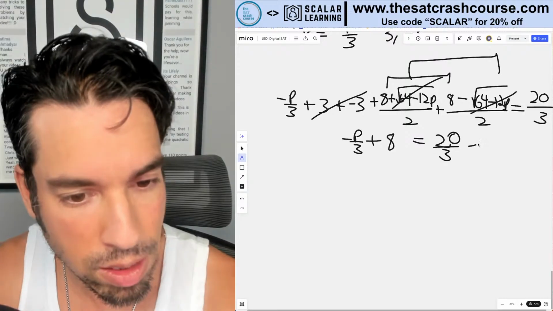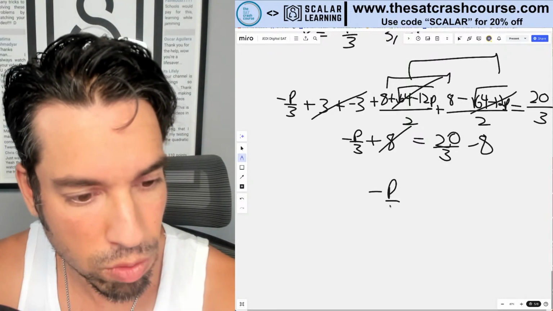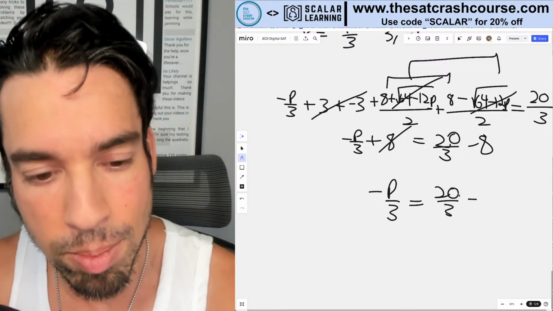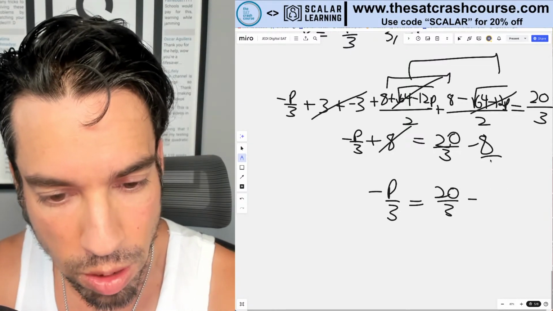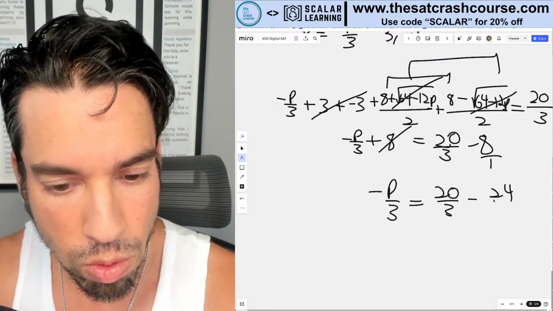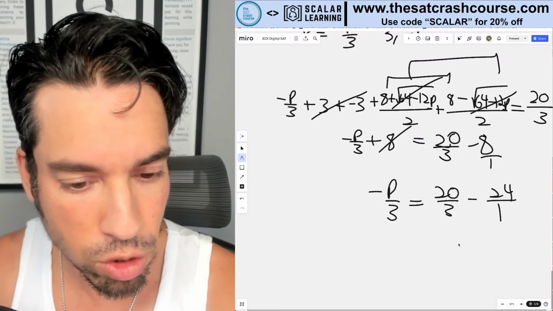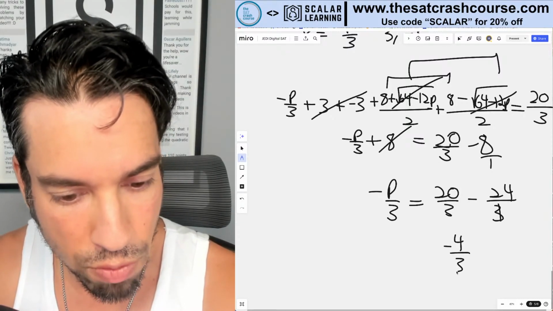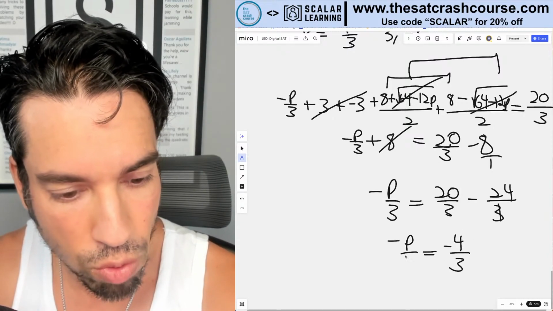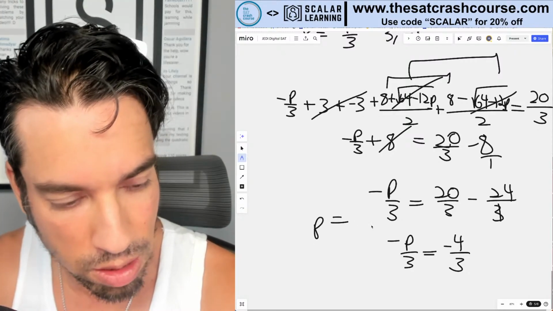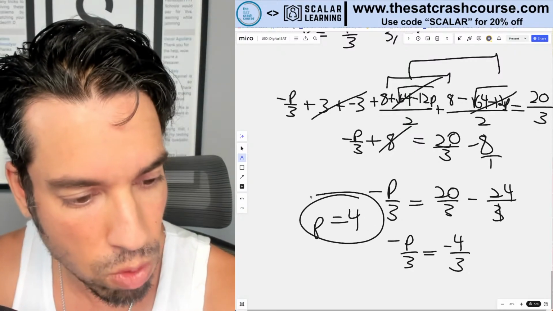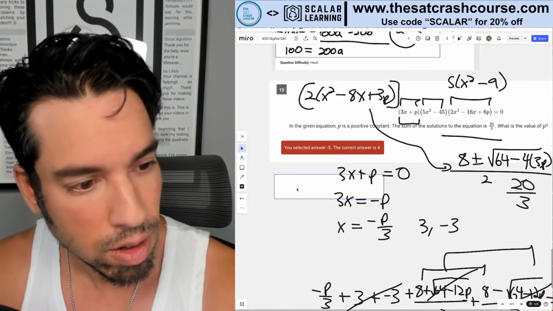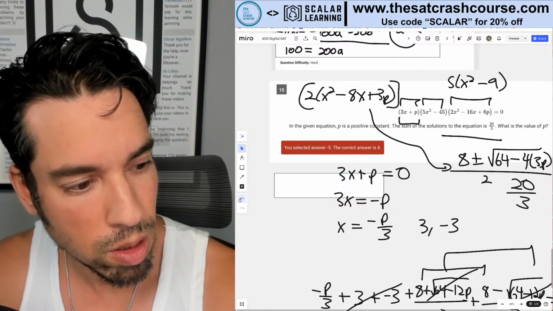And now we're going to keep it going. We're going to minus 8. Negative p over 3 equals 20 over 3 minus 8. To get a common denominator, I multiply top and bottom by 3. If I put 8 over 1, we get 24 over 3. 20 minus 24 is negative 4 over 3, which equals negative p over 3, which means p, therefore, to make this equivalent, would have to equal 4. Okay, let's check the answers, and we're going to wrap it up for today. The correct answer is 4. Boom, done.